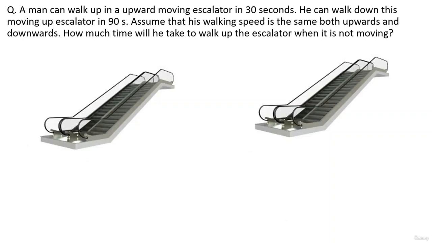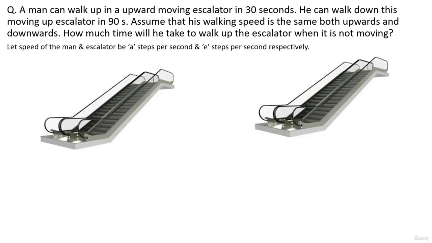So what we do is we assume the person's speed to be equal to a steps per second and the speed of the escalator to be e steps per second respectively. Now, if the person is standing at the bottom and he's trying to go up, the question says it's an upward moving escalator, right? So the person will take a steps per second, and the escalator will push him up, so the person will go very fast. And how much time does he travel for? He travels for 30 seconds. The distance he will travel is (a plus e) times 30.